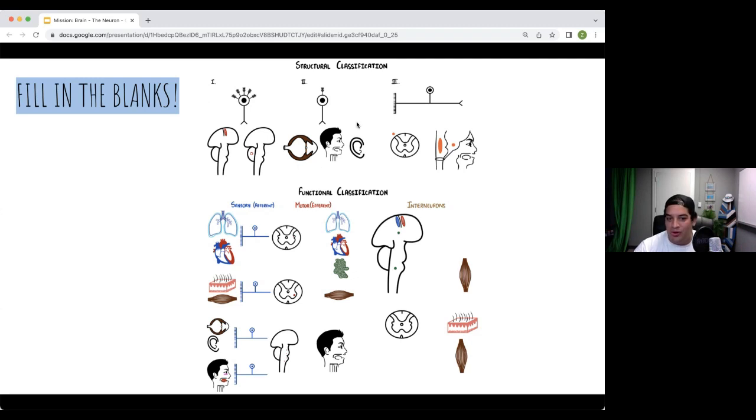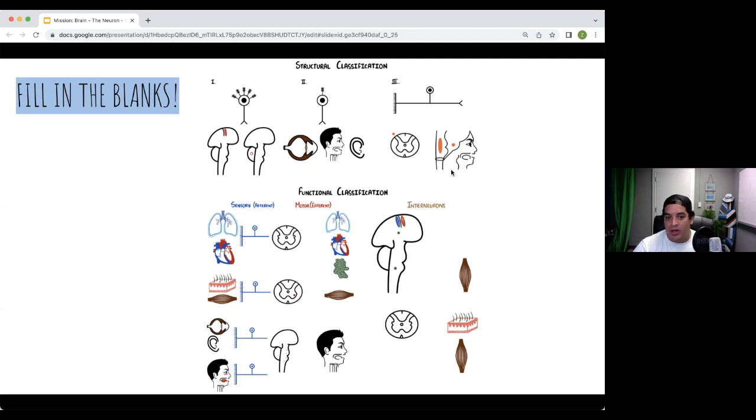The bipolar ones, I just like to remember they're the special senses, right? So your retina has them, your olfactory nerves within the roof of your nasal cavity have them, your inner ear within your vestibule and your semicircular canals contain them. These are all for those special senses.